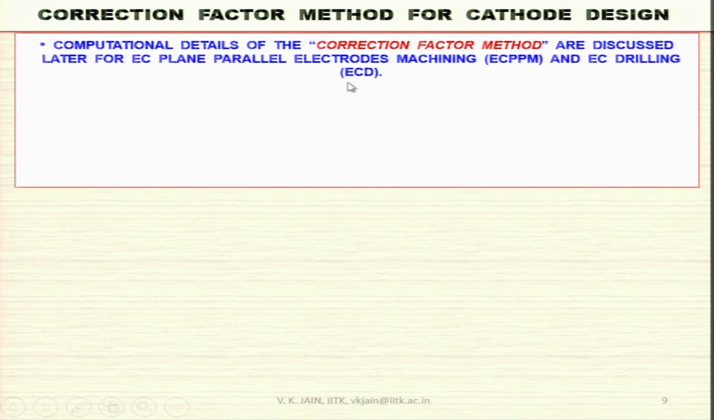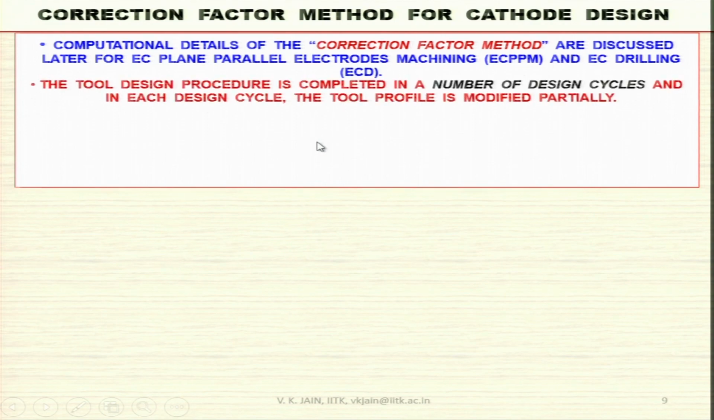Computational details of the correction factor method are discussed later for electrochemical plain parallel electrodes machining and electrochemical drilling. Due to the shortage of time, I will not discuss electrochemical drilling. I will discuss only the plain surfaces, plain parallel electrodes. The tool design procedure is completed in a number of design cycles, and in each design cycle the tool profile is modified partially.